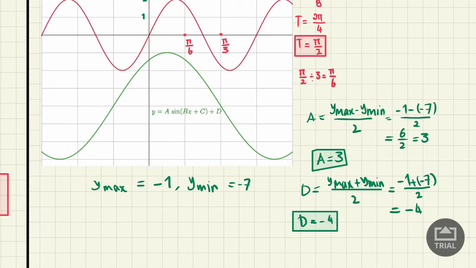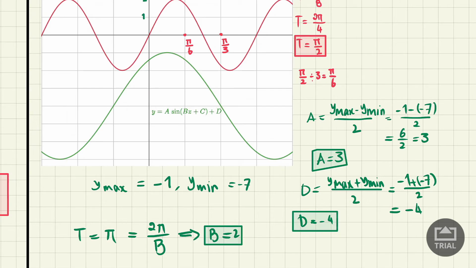Each grid was pi over 6. So the period is how much? Pi. On the one hand. On the other hand, it is supposed to be equal to 2 pi over b. So what is b now? Pi? No, b is 2. So 3 of them, we found them simply.